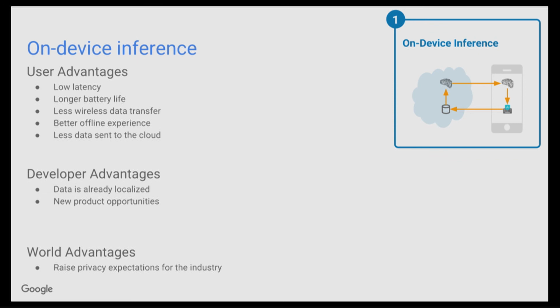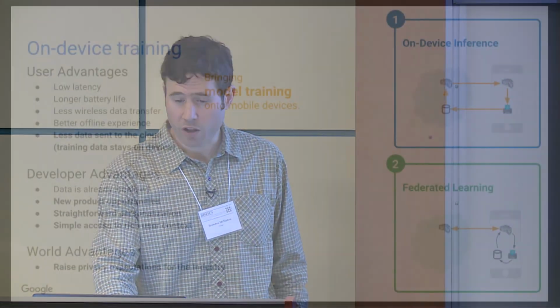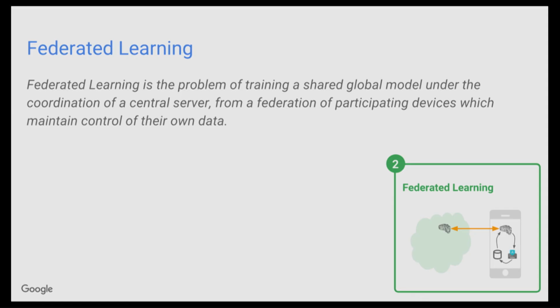What I want to focus on in this talk, though, is not just making predictions, but bringing model training onto mobile phones. That extends a bunch of these same advantages. We can take these advantages even further if we move model training onto the device. So that brings us to what we're calling federated learning. The idea here is, this is really a problem, not a particular algorithm, I should say first. It's the problem of training a shared global model under the coordination of a central server, but from a loose federation of participating mobile devices, which each maintain control of their own data. So the data is decentralized, but we want to enable these devices to collaborate to train a shared model.